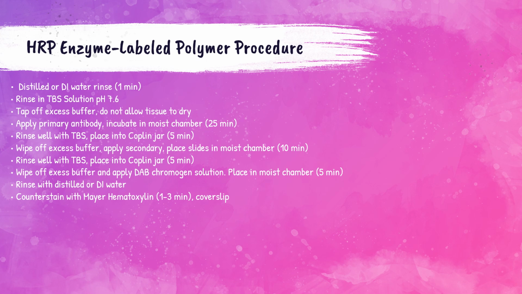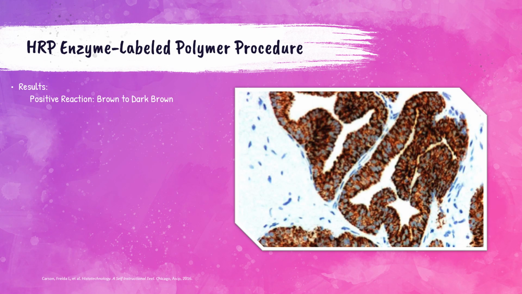After this 5-minute period, excess buffer should be wiped off, and then of course you want to apply the DAB chromogen solution and again place in a moist chamber for 5 minutes. Then it should be rinsed with distilled or DI water. Mayer's hematoxylin is used as the counterstain for 1 to 3 minutes, and then after that you want to coverslip. A positive reaction with the HRP enzyme-labeled polymer procedure is brown to dark brown in color. This photo on the right here shows prostate cancer stained with the P504S antibody. The chromogen in this is 3,3-diaminobenzidine.